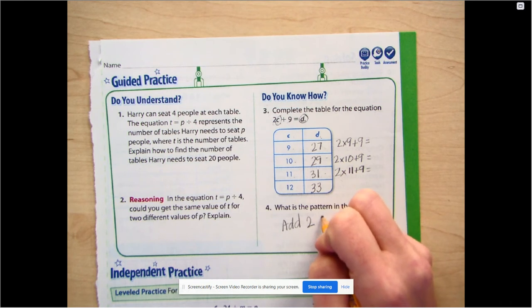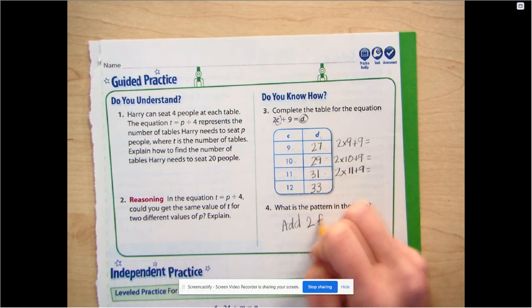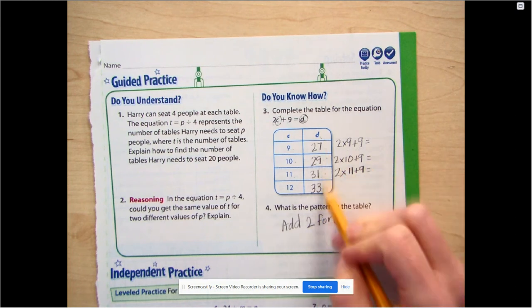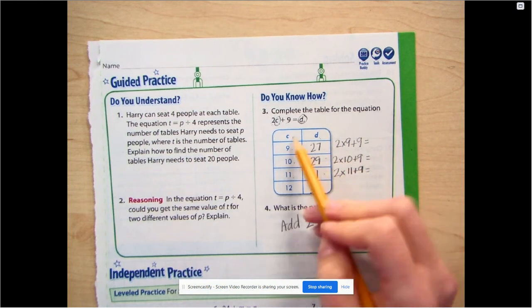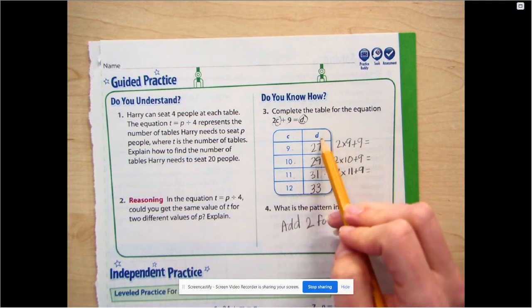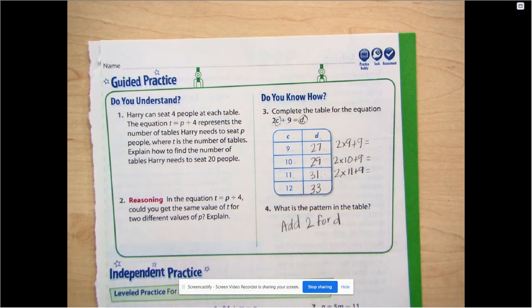The pattern is add 2 for D, right? We're going up by 2 in the D column, not the C column, but the D column is going up by 2. All right, awesome. Let's keep going.